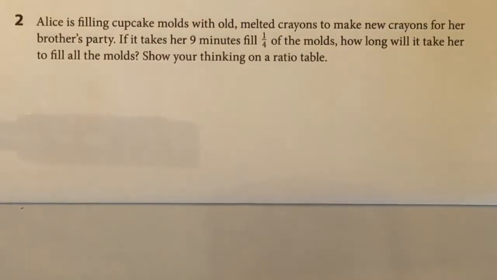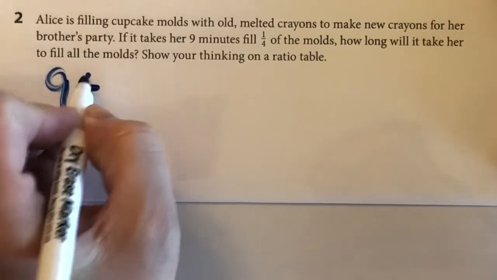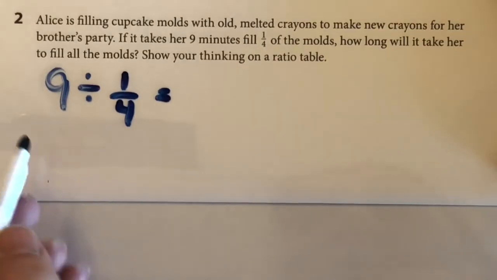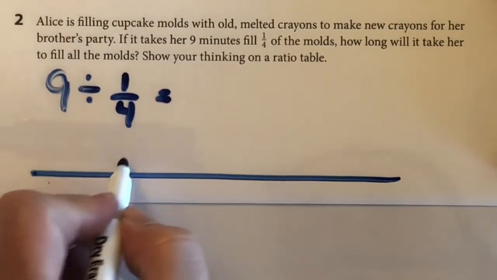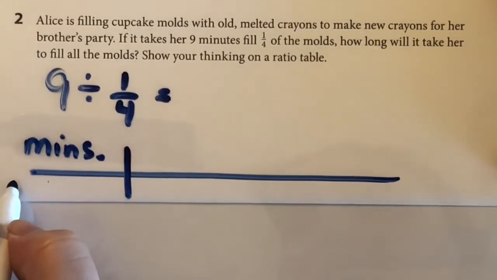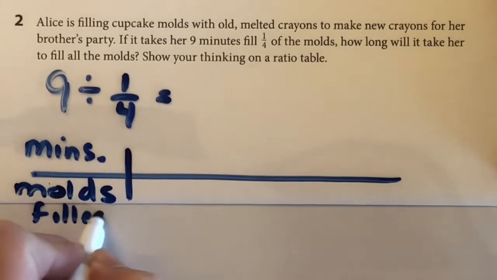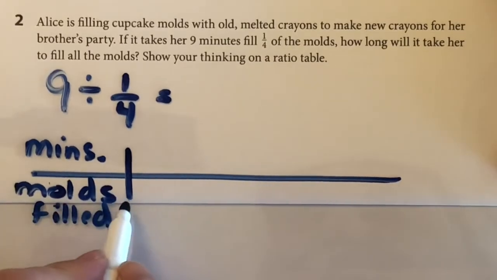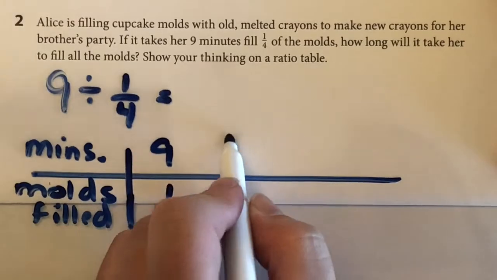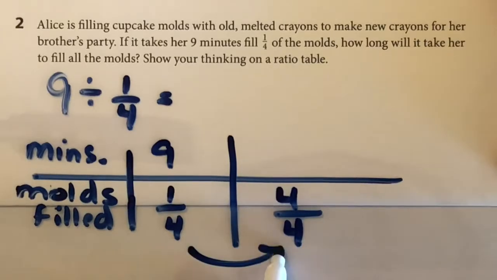So we're going to do the same similar thing as we did before. But one more time, this is actually 9 divided by 1/4. That's our official problem. And so with our ratio tables, just like you had up there before, I'm going to put minutes on top, and molds filled. So obviously it took us 9 minutes to fill 1/4 of the molds, and we need to get to all the molds, which would be 4/4.